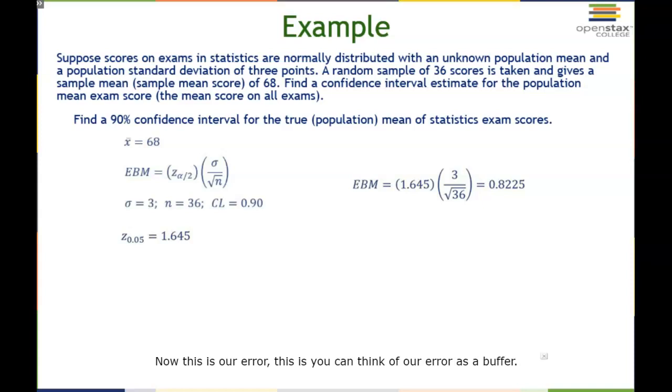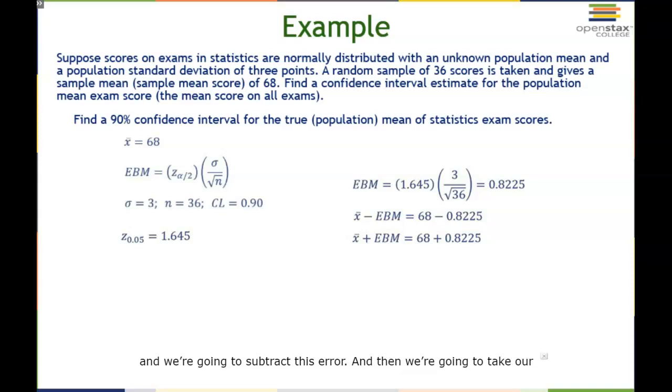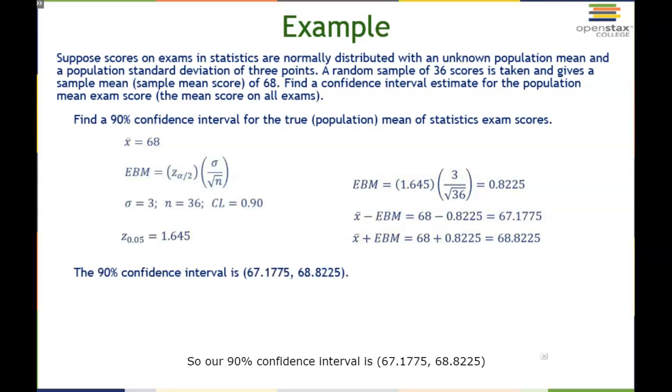You can think of our error as a buffer. Now to calculate our actual interval, we're going to take our x bar and subtract this error, and then take our x bar and add this error. So 68 minus 0.8225, we get 67.1775. Taking our 68 and adding the 0.8225, we get 68.8225. So our 90% confidence interval is 67.1775 to 68.8225.